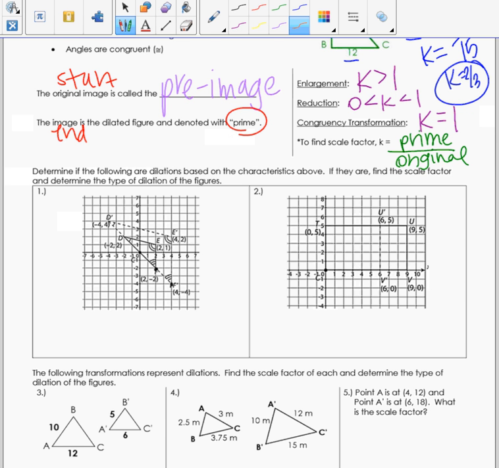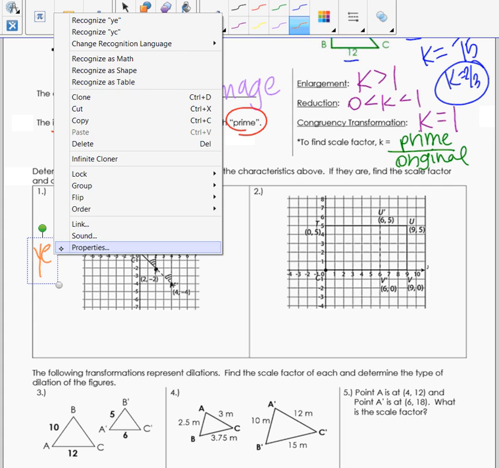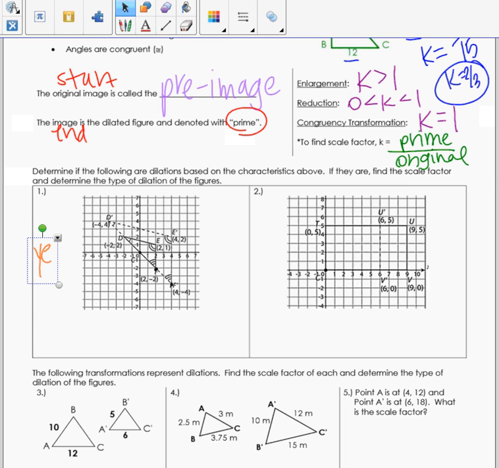So every single point, D, E, and F, to get from the original to the prime point, I took not only the X but also the Y, and I multiplied both of those by the exact same number. So in this case, that number was 2. So that tells me that, yes, they're a dilation. And my K value, or my scale factor, is 2.